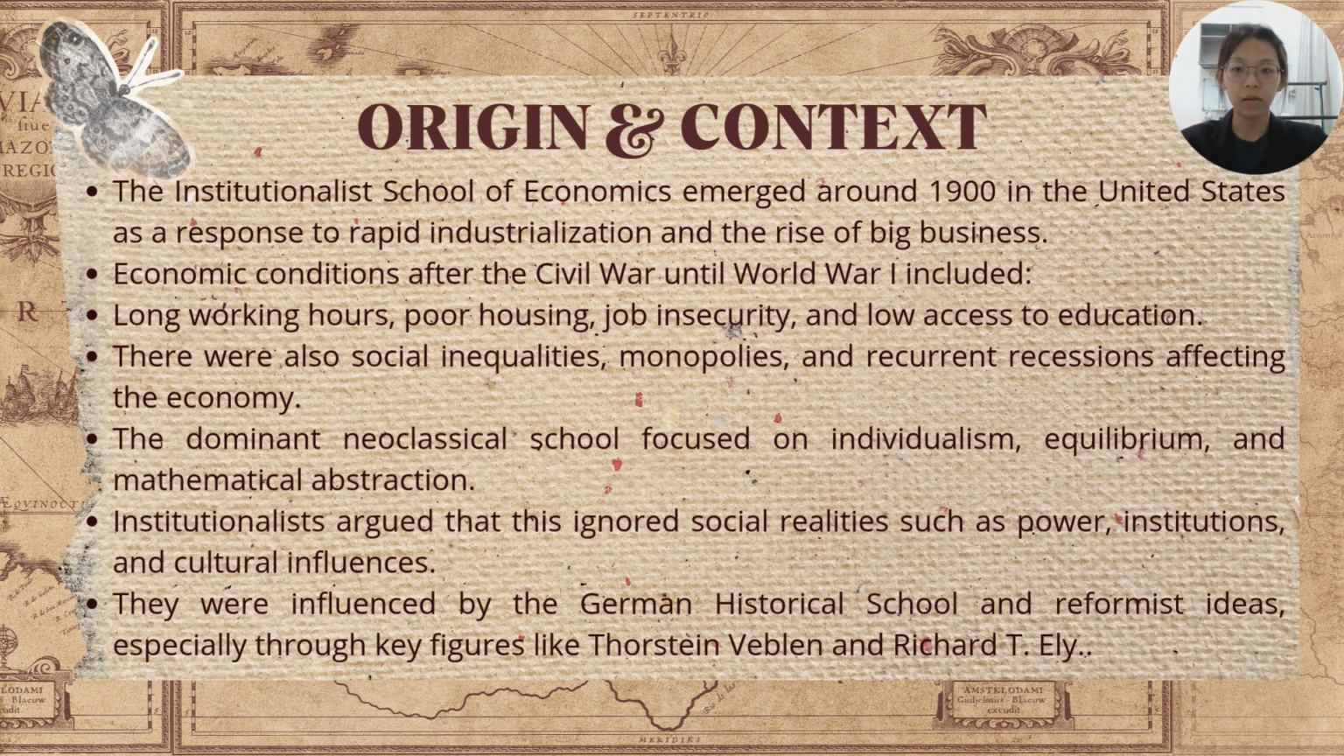First, I will explain about the origin and the context. The institutional school emerged around 1900 in the United States as a response to the major social and economic challenges of that time. After the Civil War, the country experienced rapid industrialization, but this came with long working hours, poor living conditions, and job insecurity. There were growing inequalities, monopolies, and repeated recessions.